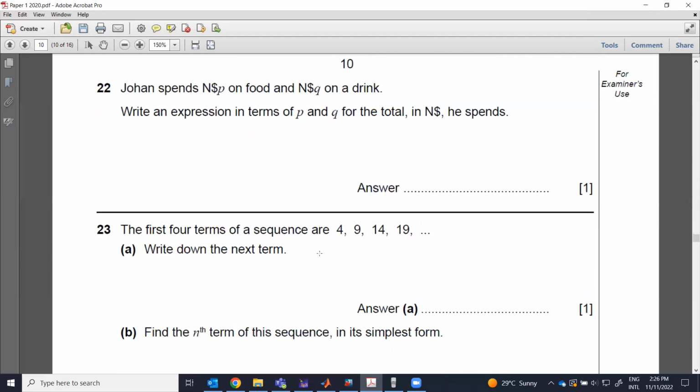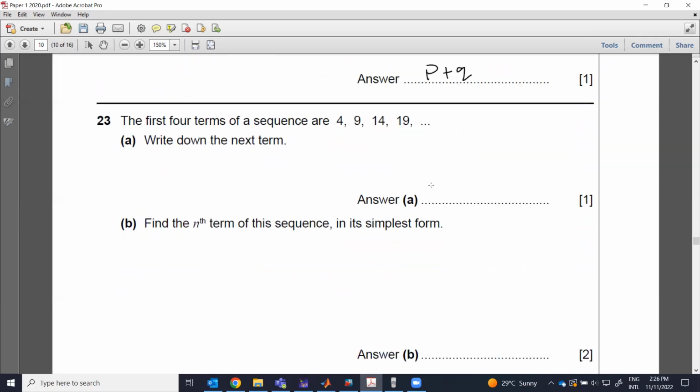Number 22. Johan spends P dollars on food and Q on drinks. Write an expression in terms of P and Q for the total that he spends. So here the total is just the amount you spend on food plus the amount you spend on a drink. So you just add them. So this is just P plus Q, no working needed. It's just P plus Q, and that is in terms of P and Q.